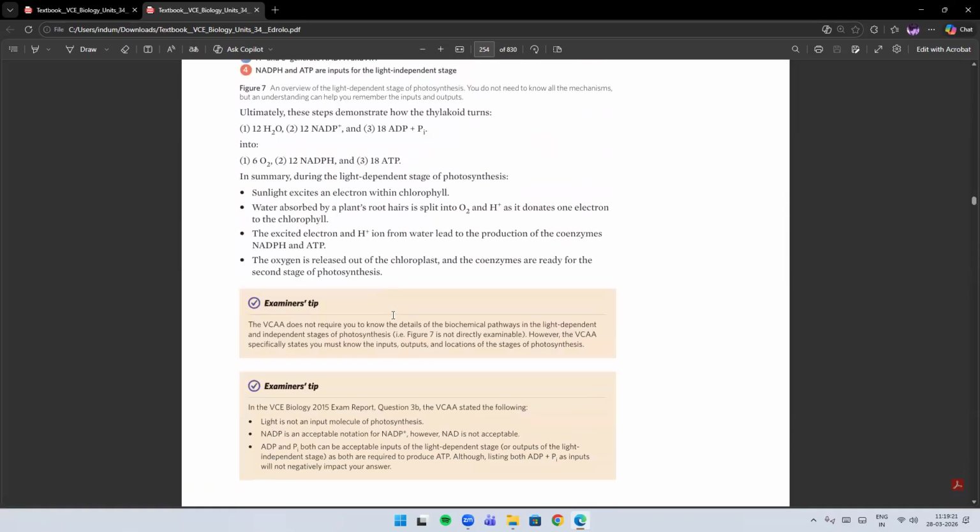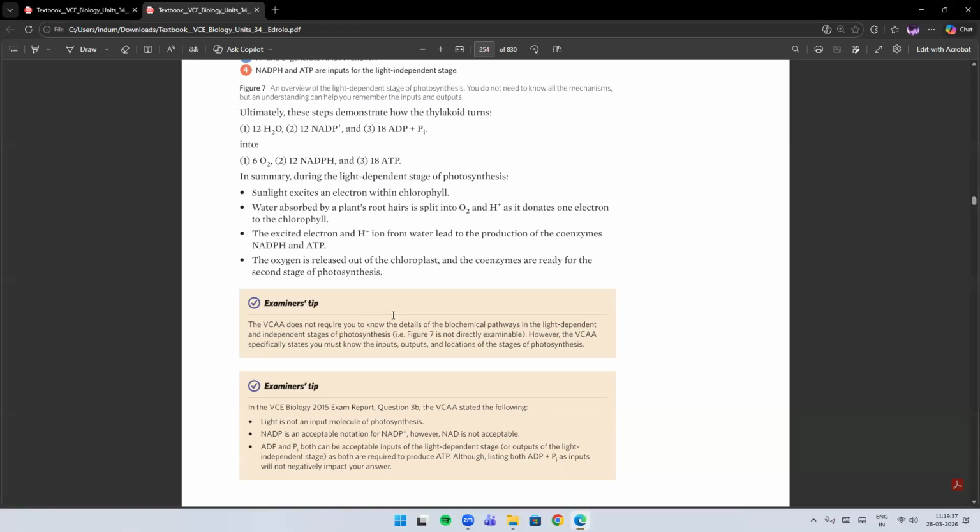Ultimately, these steps demonstrate how the thylakoid turns 12 water, 12 NADP+, and 18 ATP plus inorganic phosphorus into 6 oxygen, 12 NADPH, and 18 ATP.